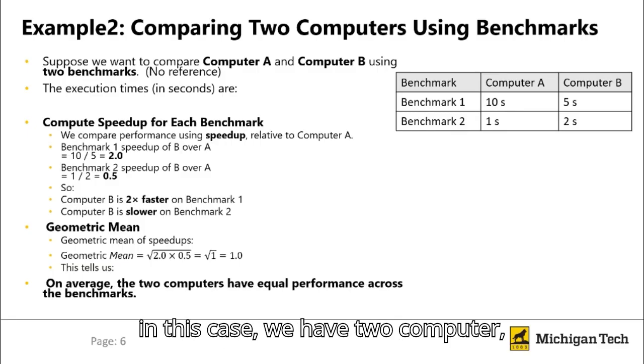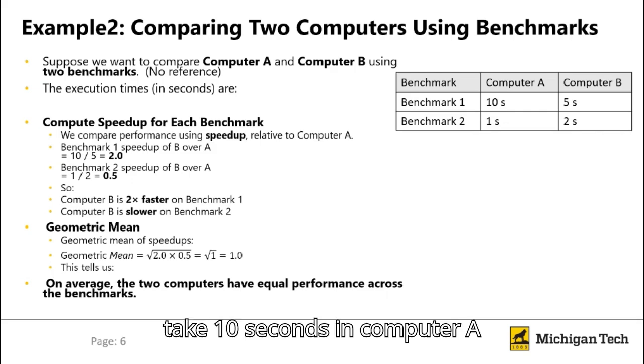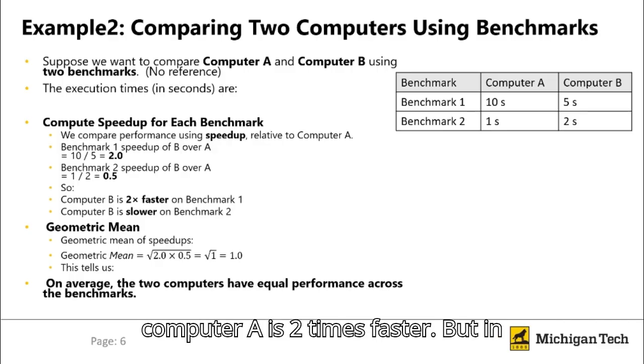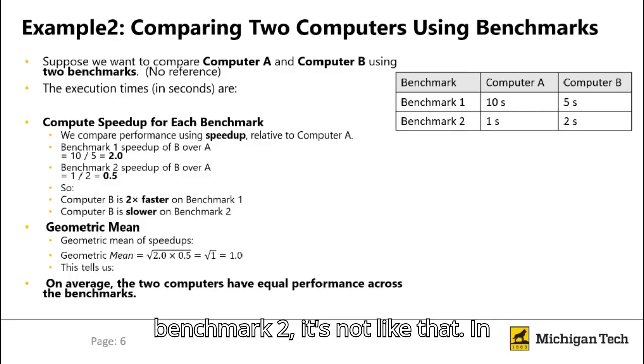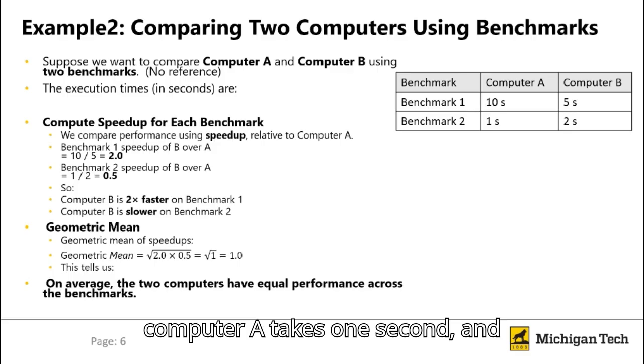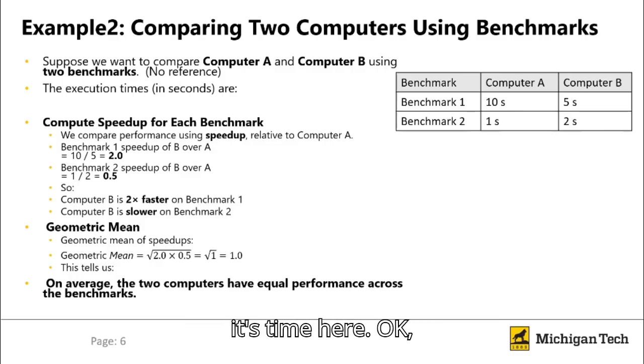So in this case, we have two computers, A and B, and two benchmarks, no reference. And they are execution times. So it means benchmark 1 takes 10 seconds in computer A and 5 seconds in computer B. Means computer A is 2 times slower, but in benchmark 2 it is not like that. In benchmark 2, computer A takes 1 second and computer B takes 2 seconds. So computer A is 2 times faster, because it's time here.